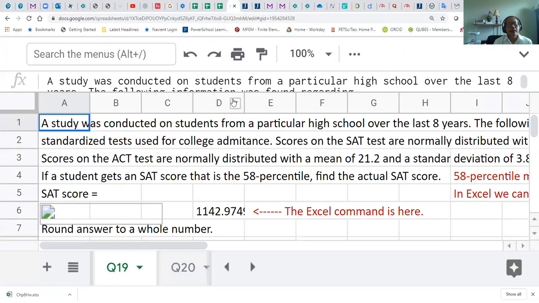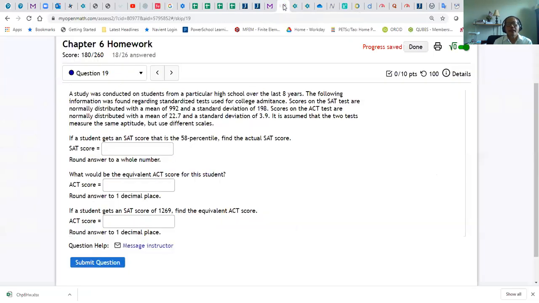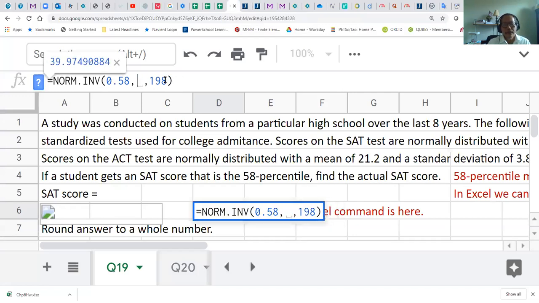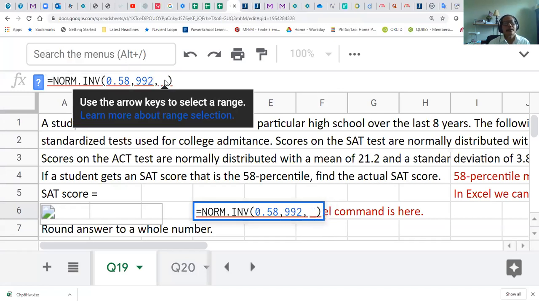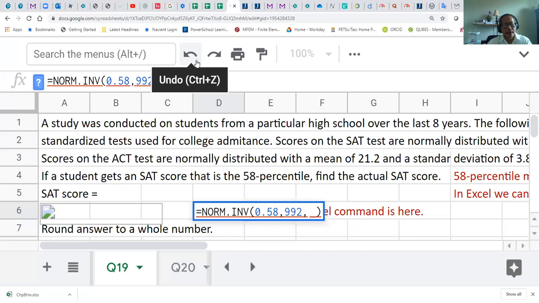So this is number 19, right? Apparently the percentile is the same, 58 percentile. But let me see what the mean is here. In this case, the mean is 992. The mean is 992, and the standard deviation is 198.